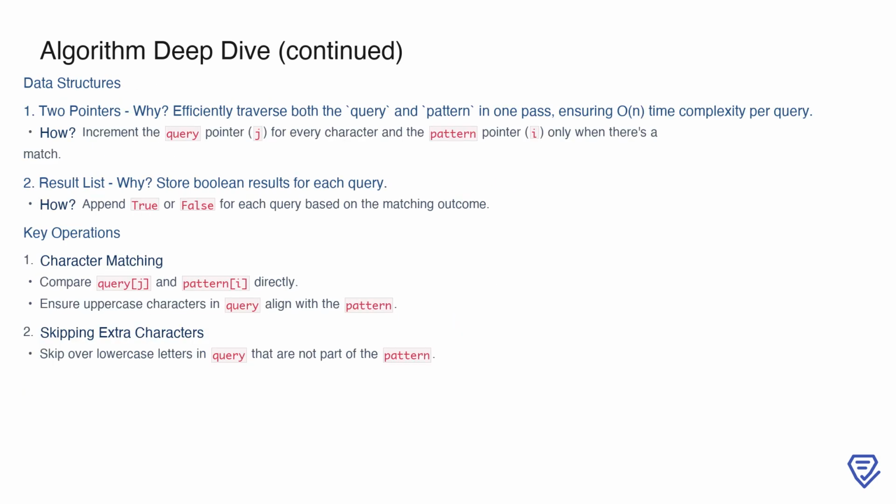The algorithm relies on specific data structures for efficient implementation. The two-pointer approach is key for traversing the query and pattern in a single pass, ensuring that the matching process operates in linear time relative to the length of the query. The result list is another essential structure, used to store the Boolean outcomes for each query, which are appended as we process them. There are also three critical operations. First, character matching ensures that the uppercase sequence in the query aligns with the pattern. Second, skipping extra lowercase characters in the query allows the algorithm to handle non-pattern characters gracefully. These operations ensure correctness and efficiency while adhering to the Camelcase rules.